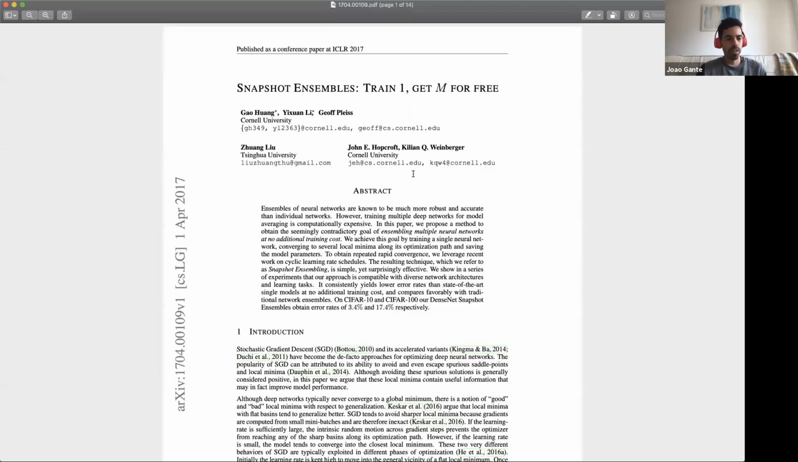So hello everyone. I'm going to present a paper about snapshot ensembles, which pretty much tries to get the benefits of training ensembles and using ensembles without the drawbacks of training them.